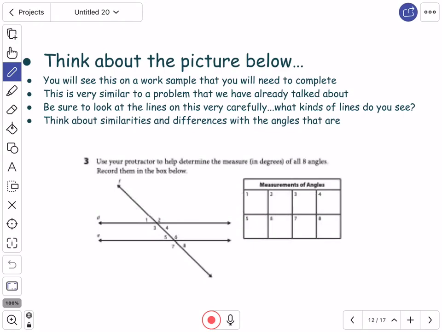All right, then I want you to think about this picture below. You're going to see this on a work sample, and you will need to complete it. This is very similar to a problem that we have already talked about. So I want you to be sure to look at the lines very carefully and think about what kind of lines you see, okay? Think about similarities and think about differences with the angles that are there, all right? So you will see this on a work sample that you're going to complete in Seesaw, okay?